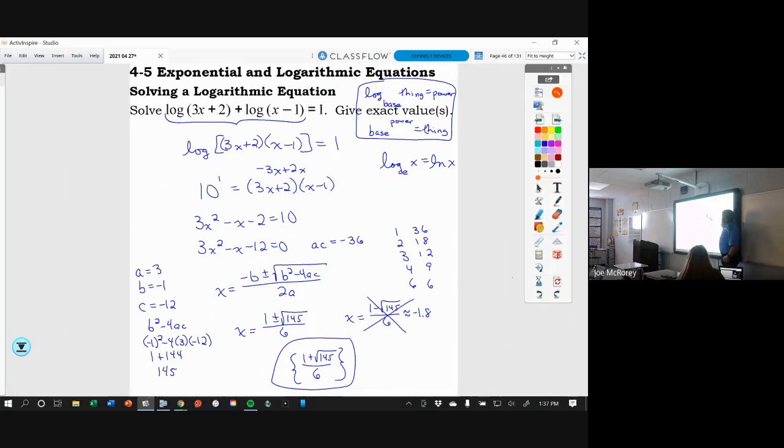The original problem says give the exact values. So because it says give exact values, you must leave it in radical form. Okay. Questions or comments on this one? Screenshot it if you're doing it. I'm going to the next problem.